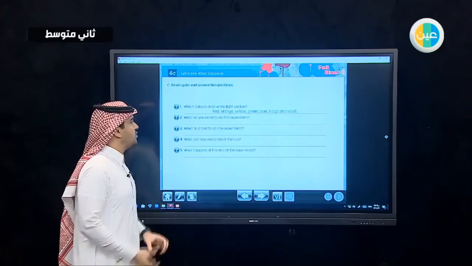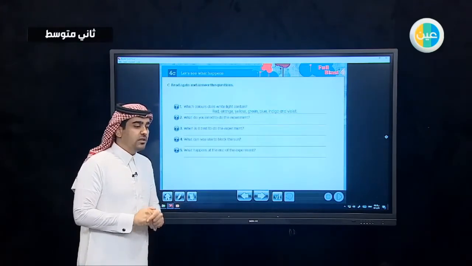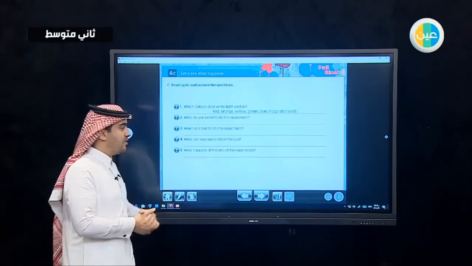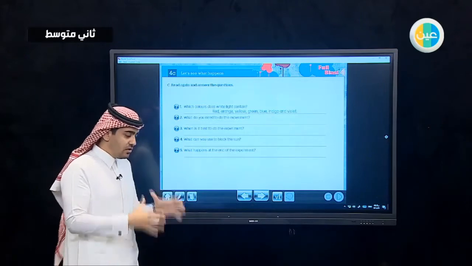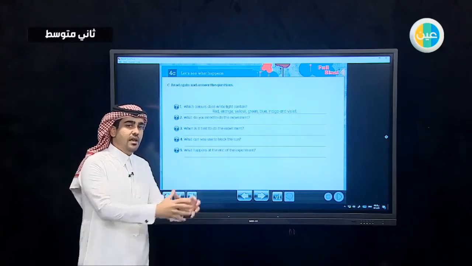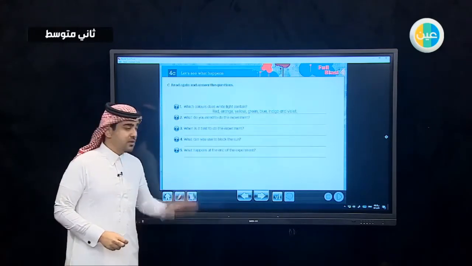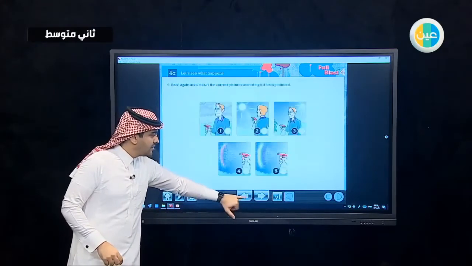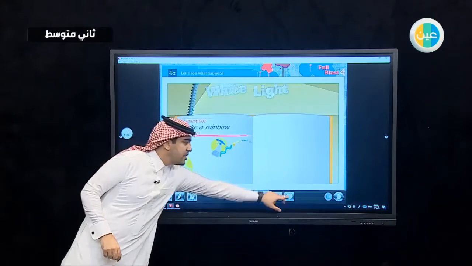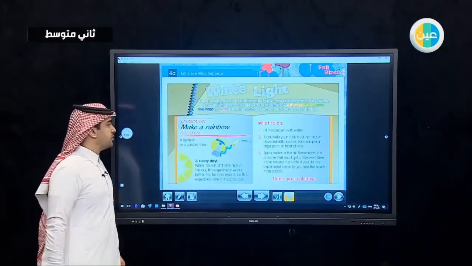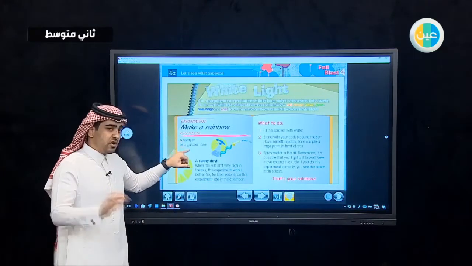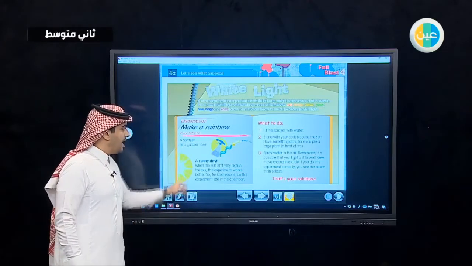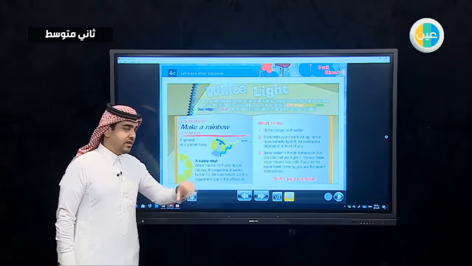What do you need to do the experiment? What things do you need? The ingredients, the things that you need to have a successful experiment. In the passage, it indicates that we need to have 2 important things: a source of water, a sprayer or a garden hose, which one of them is fine, and a sunny day. That's all you need for the experiment.